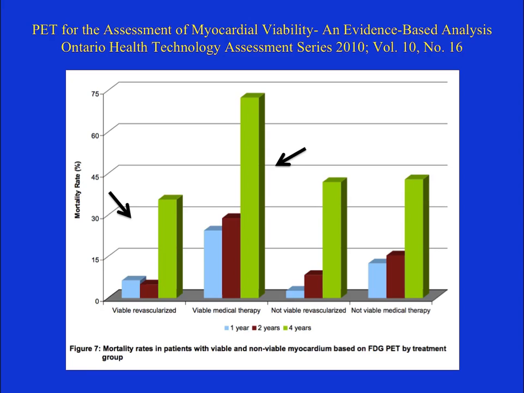This is a very important chart. I have taken it from the Ontario Health Technology Assessment Series 2010, an evidence-based analysis of cardiac FDG PET for myocardial viability. So what does this chart show? It is telling us that when a cardiac FDG PET scan is done for myocardial viability and the scan shows viable myocardium, if revascularization is done, then mortality rate is low. That means survival benefit is high. However, if the PET shows viable myocardium, but medical therapy is done instead of revascularization, then mortality rate is high. So, in short, an FDG PET scan showing viable myocardium warrants revascularization.